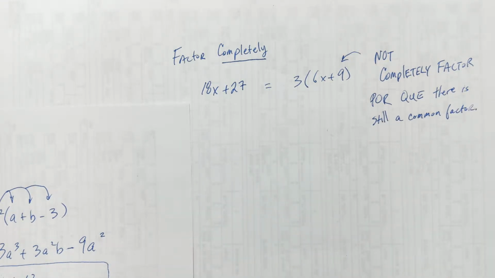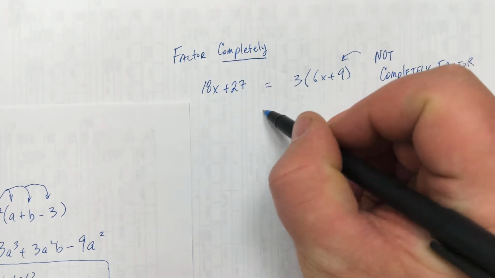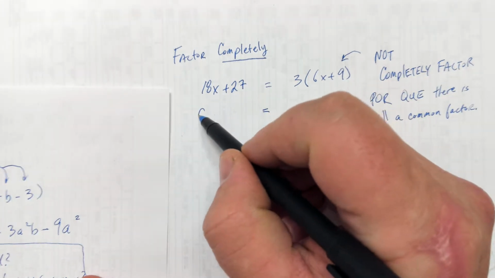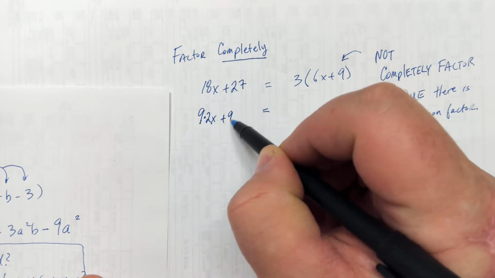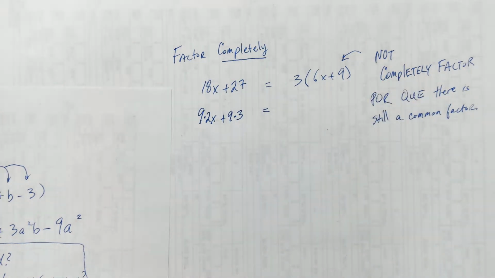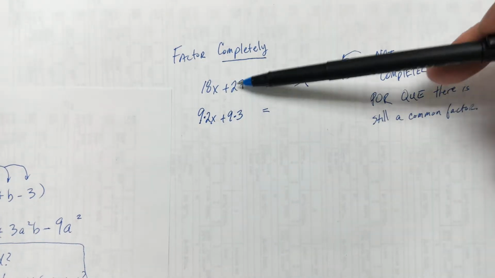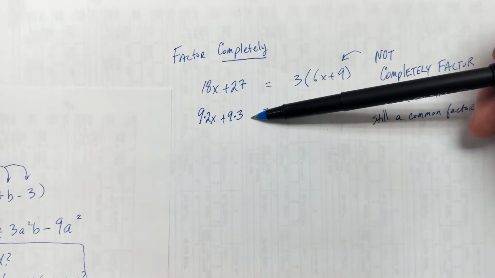Of 3, right? 6 and 9 have a common factor of 3. Oh, yeah. So it's not completely factored. This would be better. See, watch. This isn't a step. This is what I see. When I look at this, this is what I see.